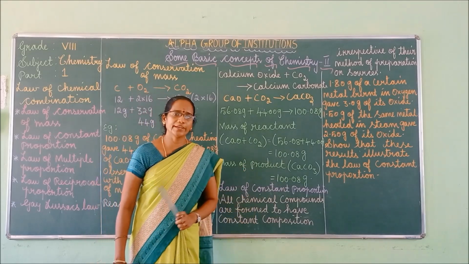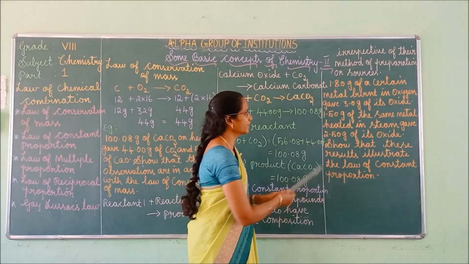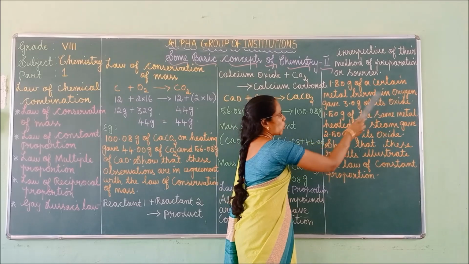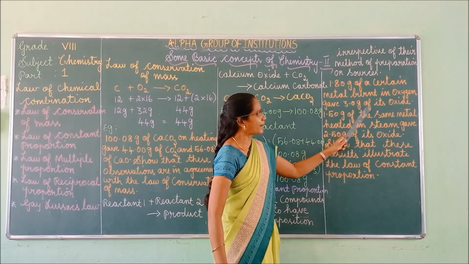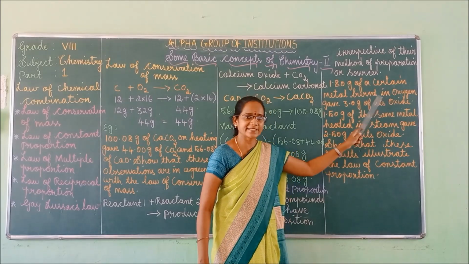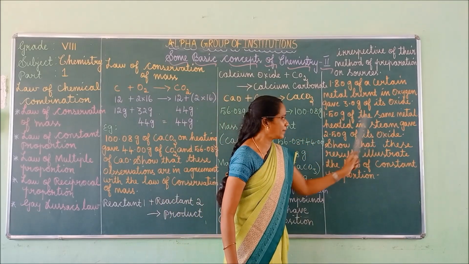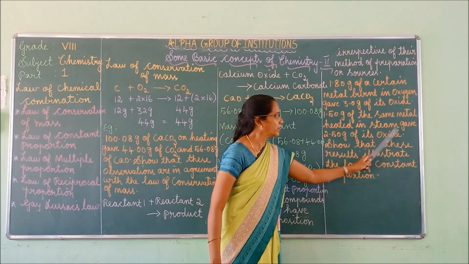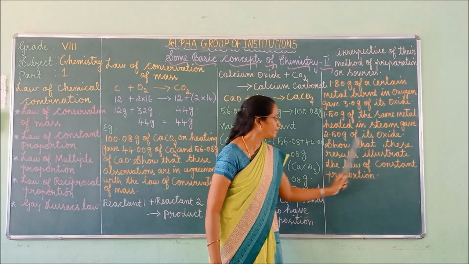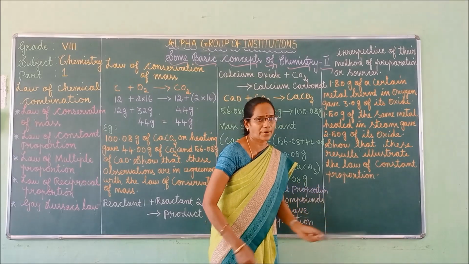Based on this, we are going to see one sample problem. Look at the question. 1.80 gram of a certain metal burnt in oxygen gave 3 gram of its oxide. If a metal is burnt, its mass increases because it forms the oxide. Okay. 1.50 gram of the same metal heated in steam gave 2.50 gram of its oxide. Show that these results illustrate the law of constant proportion.